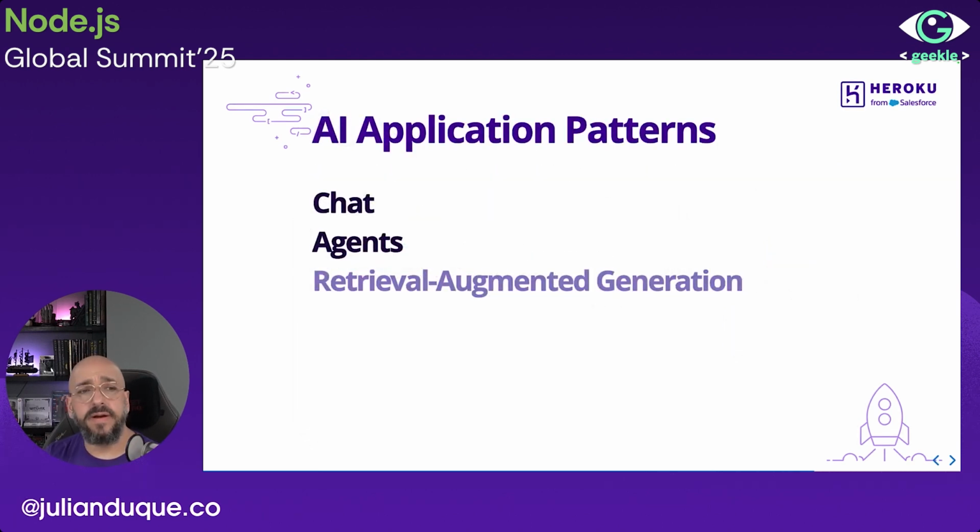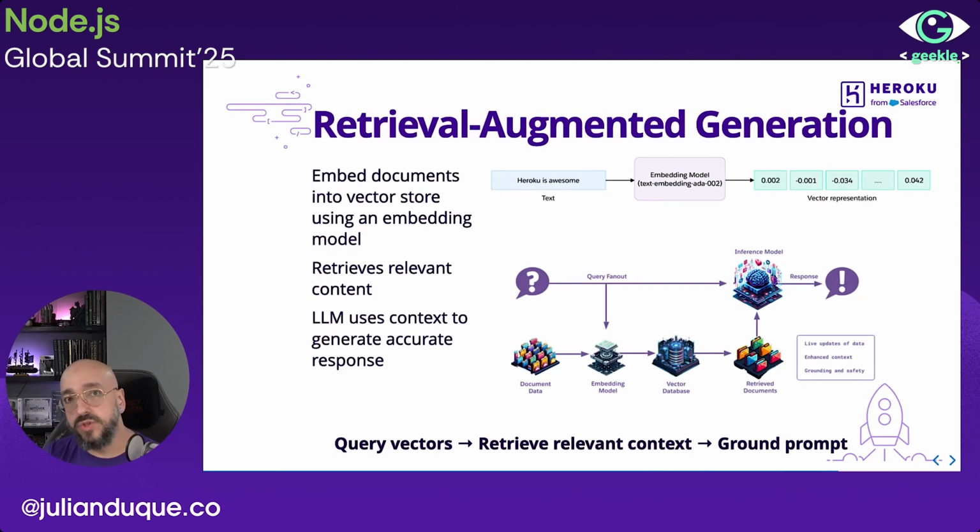And the other pattern is retrieval-augmented generation. The source code of retrieval-augmented generation is a little bit more complex, so it is not on the slide, but we are going to take a look at it in the playground. So basically, first, I need to embed documents. These are going to be text documents going into a vector store. For that, I need to use an embedding model.